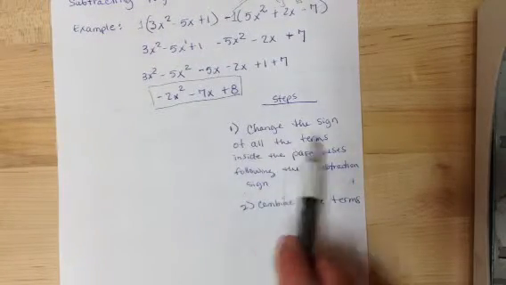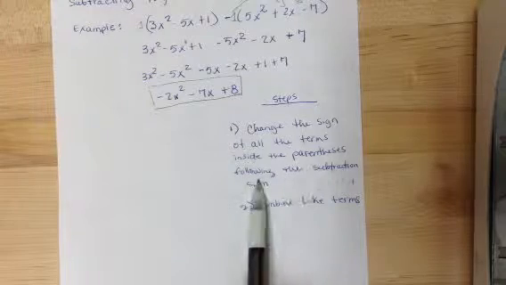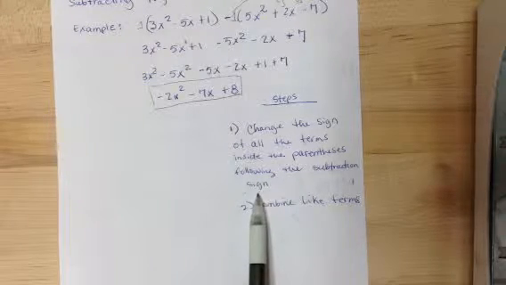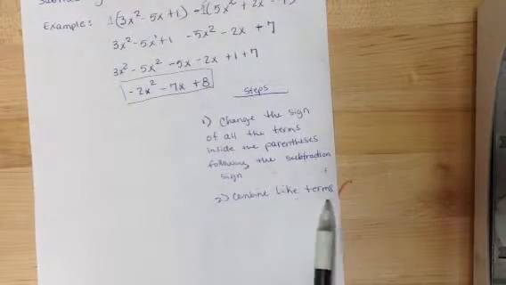Okay, so to simplify the steps, let's review them again. Change the signs of all the terms inside the parentheses following the subtraction sign. And then combine the like terms.